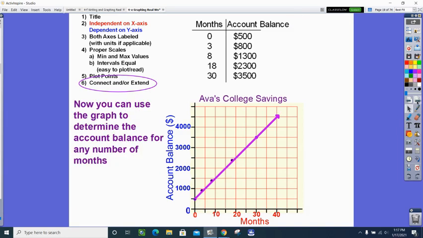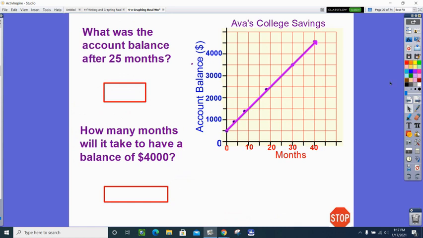So basically, here is the graph of Ava's savings account. Who cares? Well, we can use this graph to make predictions of what's going to happen for Ava. So what was the account balance after 25 months? Let's see, 5, 10, 15, 20. Here's 25 months. You come up and you hit your line. Boom, right there. See it? And if we go over, she's going to have $3,000.